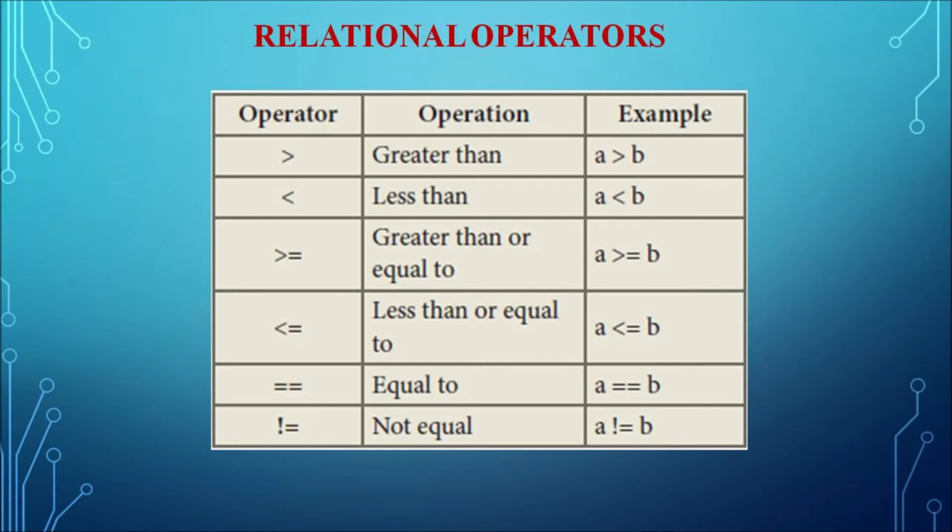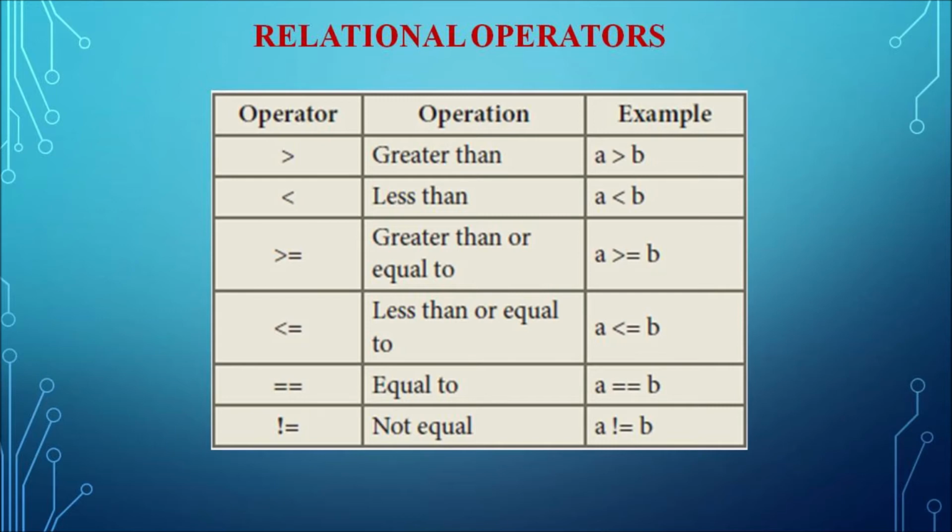Relational means it is used to identify the relation between two operands. When a relational operator is applied on two operands, the result will be either true or false, that is 1 or 0. Already we have studied Boolean algebra in chapter 2. There are 6 relational operators: greater than, less than, greater than or equal to, less than or equal to, and not equal to. For not equal to they use an exclamation mark and an equal to symbol.